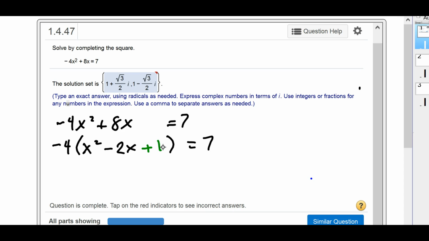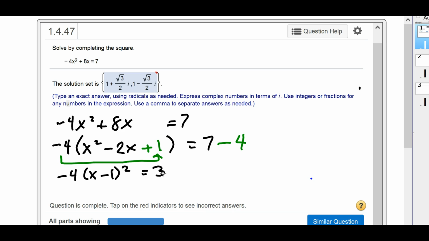Now we've added 1 on the inside, but notice it's subject to being multiplied by that negative 4. So in effect, we have added negative 4. On that side, we need to add negative 4 on this side to compensate. So at this point, we have negative 4 times x minus 1 squared equals 3.